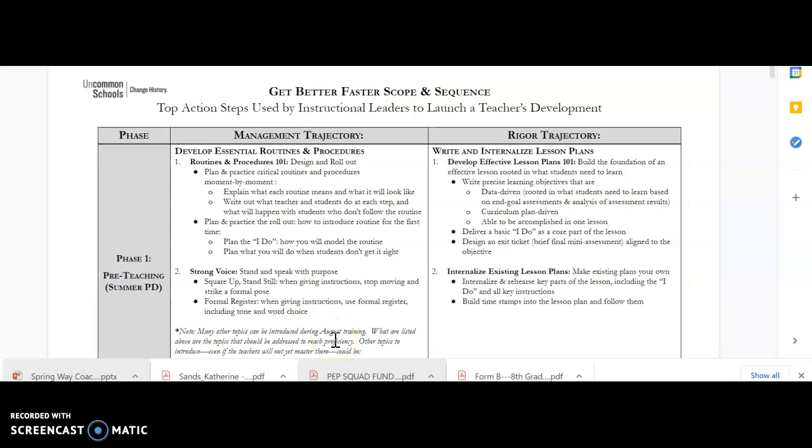Now, let's say you are observing a class and that teacher does not have any problems with routines or strong voice, but the lesson planning could be better. In other words, it's a little bit helter-skelter. They don't have a specific objective or other things referring to the actual lesson itself. Then you might want to transfer to the rigor side and say, if we can fix this part, then we should be good to go. So again, this is the trajectory side of things.